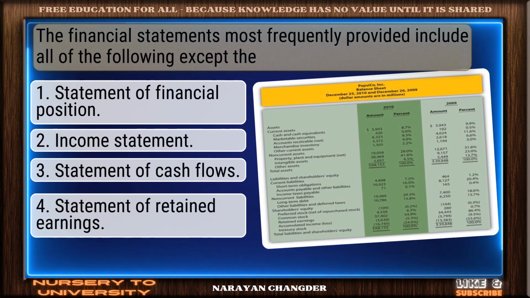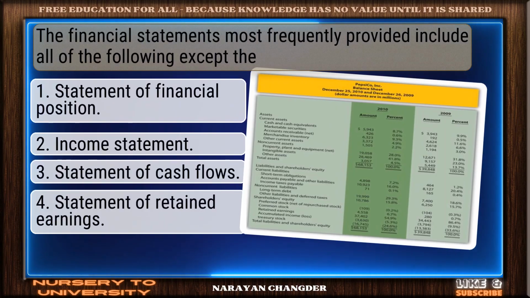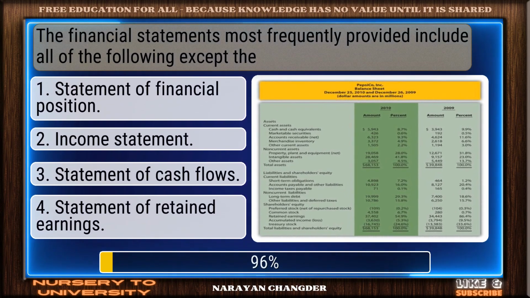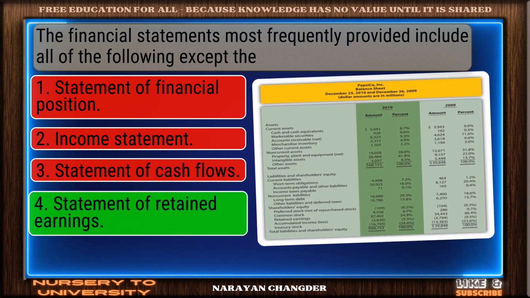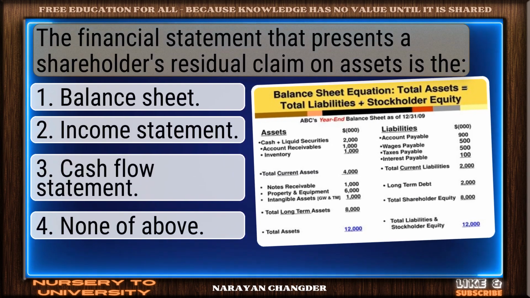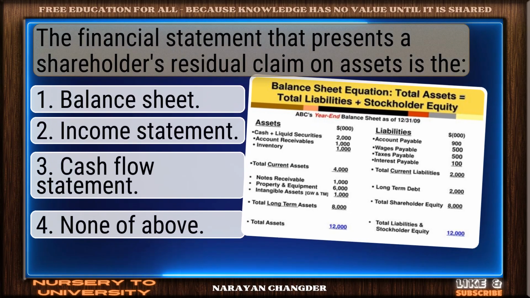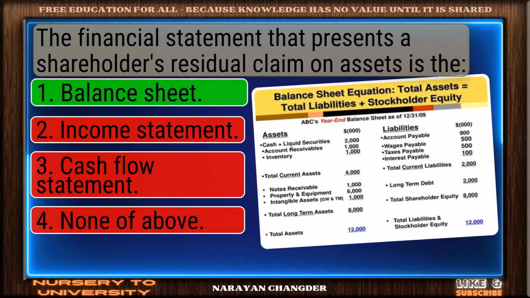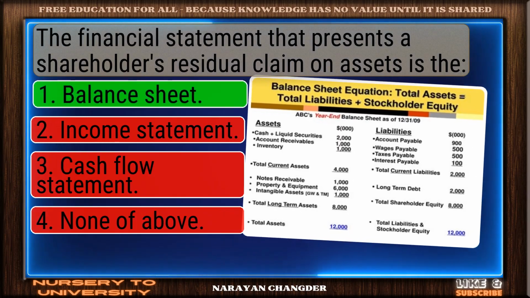The financial statements most frequently provided include all of the following except the perfect. Statement of retained earnings is the correct choice. The financial statement that presents a shareholder's residual claim on assets is the strong choice. Balance sheet is the right answer.